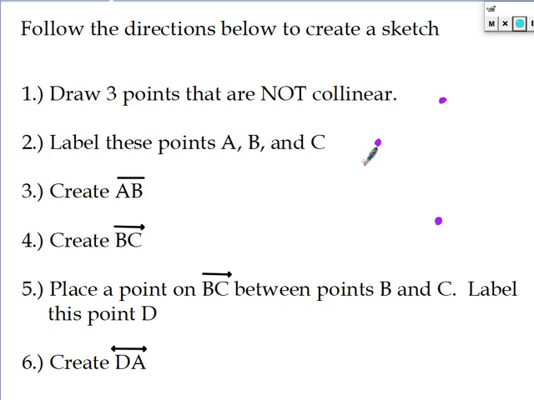Okay. Step 3, create segment AB. So between A and B, I'm just going to connect them. No arrows needed. Now, step 4 is create ray BC. So ray BC starts at B and goes through C, and it's going to keep on going. So I include that arrow. Step 5, place a point on ray BC between points B and C. So between B and C, I need to place a point. So here's a point, and then label it point D. There we go. And finally, step 6 is create line DA.